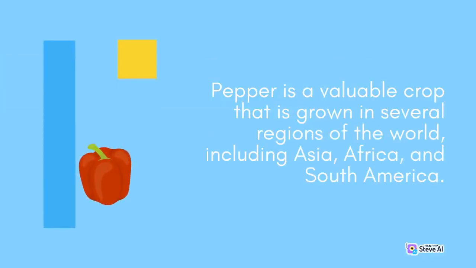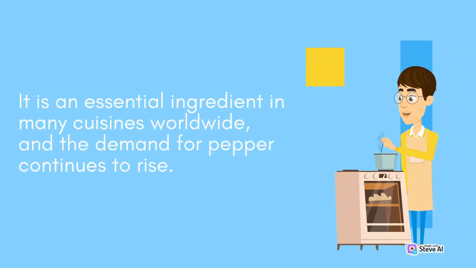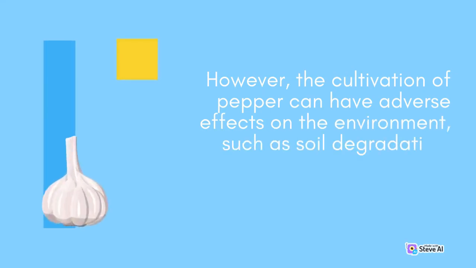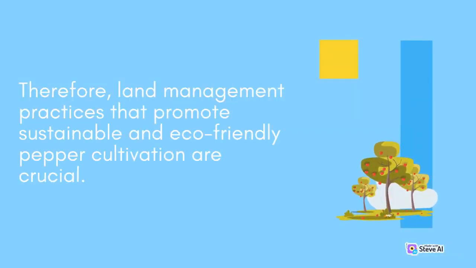Pepper is a valuable crop that is grown in several regions of the world, including Asia, Africa, and South America. It is an essential ingredient in many cuisines worldwide, and the demand for pepper continues to rise. However, the cultivation of pepper can have adverse effects on the environment, such as soil degradation, deforestation, and water pollution. Therefore, land management practices that promote sustainable and eco-friendly pepper cultivation are crucial.